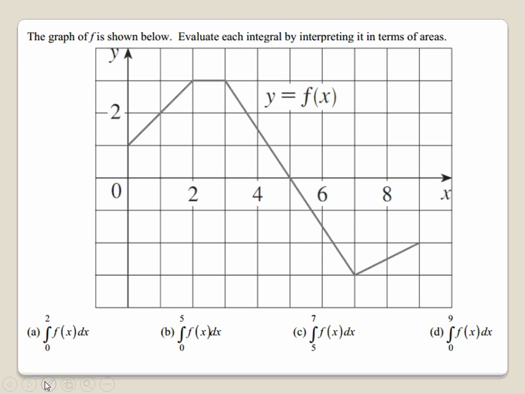From 5 to 7, it's -3. So if we talk about 0 to 7, it would be 7, right? Because from 3 to 5 and 5 to 7, those two would cancel. They have the same areas, but one's positive, one's negative. Okay? All right.